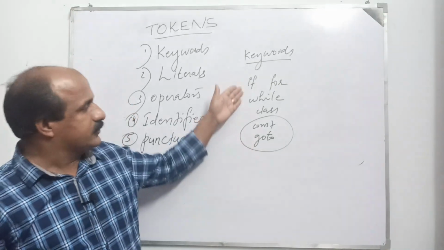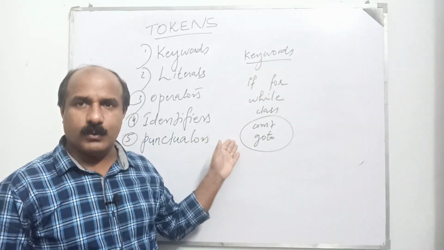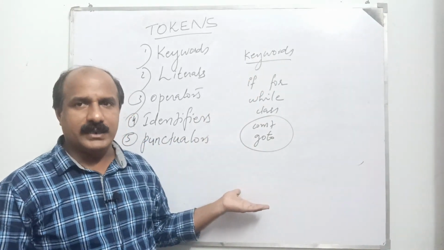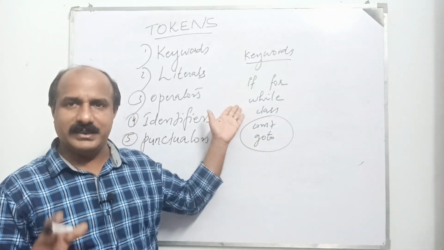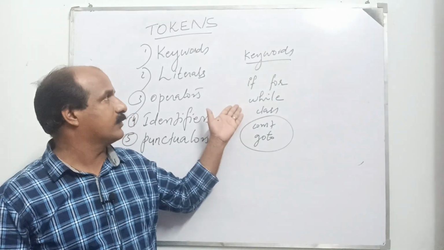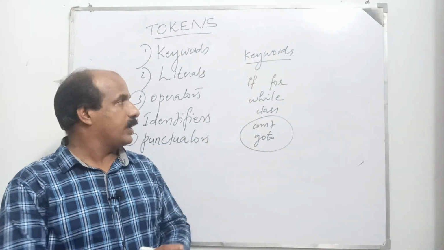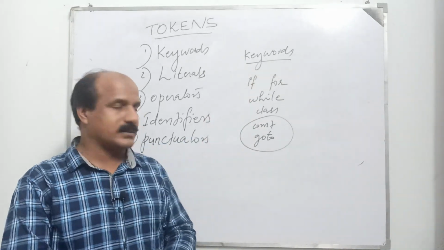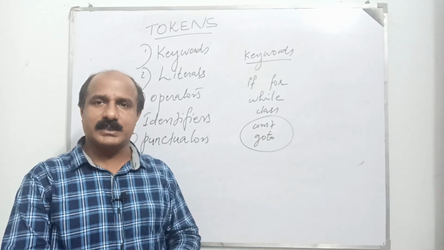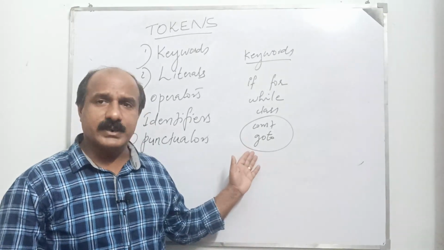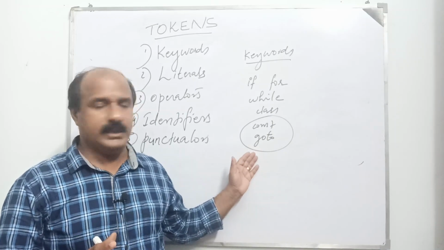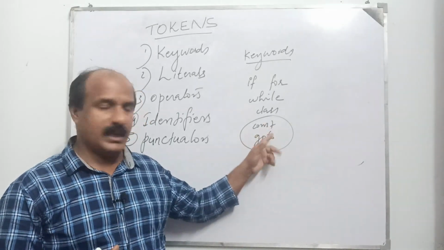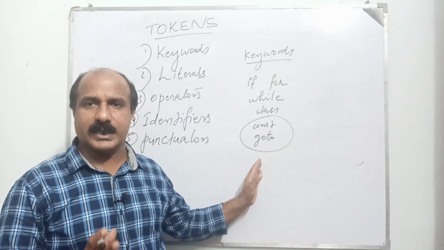So all these words are reserved, and those words which have a special meaning already declared in the language are called what? Keywords. So if, for, while, class, etc. are what? Keywords. Some words are discontinued and are not used right now, for example const and goto.